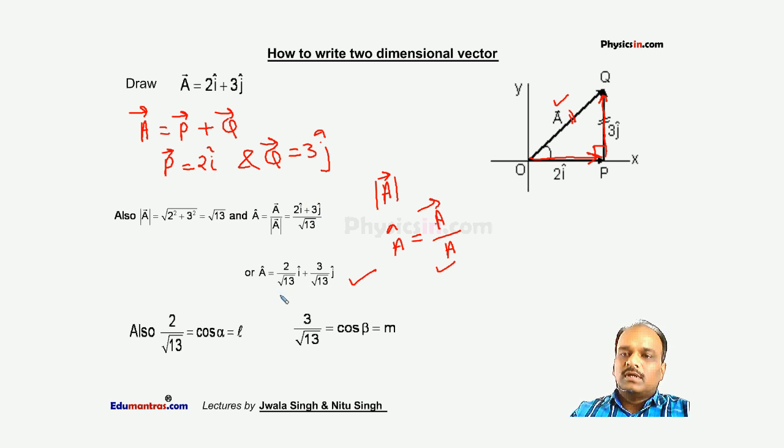Now this 2 by root 13 is also called cos alpha and 3 by root 13 is also called cos beta. This is alpha and this is beta. They are sometimes represented by L and M, also called direction cosines.